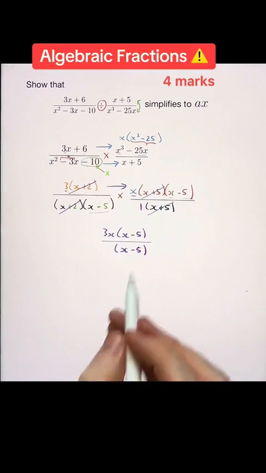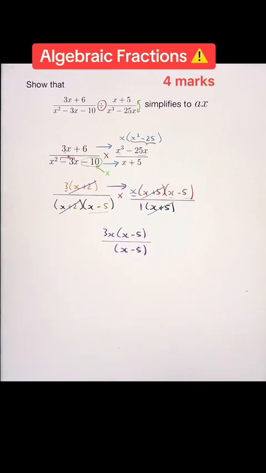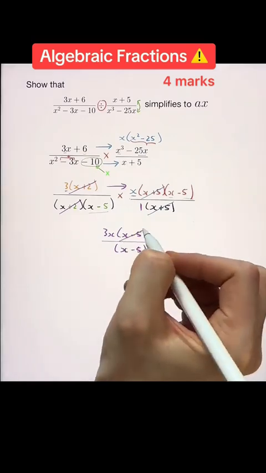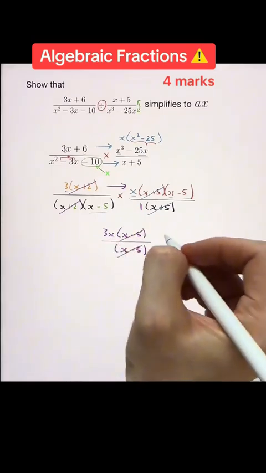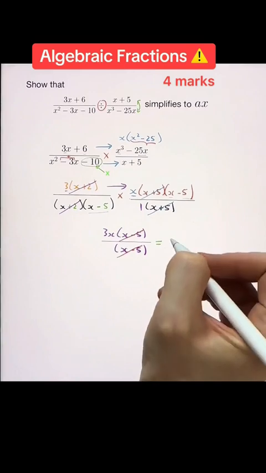Again, finally checking to see if I've got any common factors. Here I can see I've got x minus 5 common on both the top and the bottom. So I can cancel x minus 5 on the top and bottom. Hence, my final answer is just 3x.